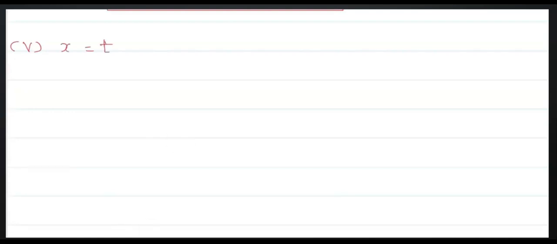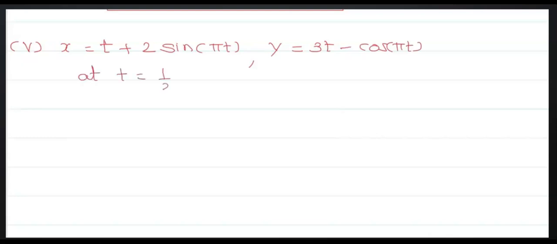Next is the fifth one: x is equal to t plus 2 sine of pi t, y is equal to 3t minus cos of pi t, at t is equal to 1 upon 2. Now differentiate this with respect to t.